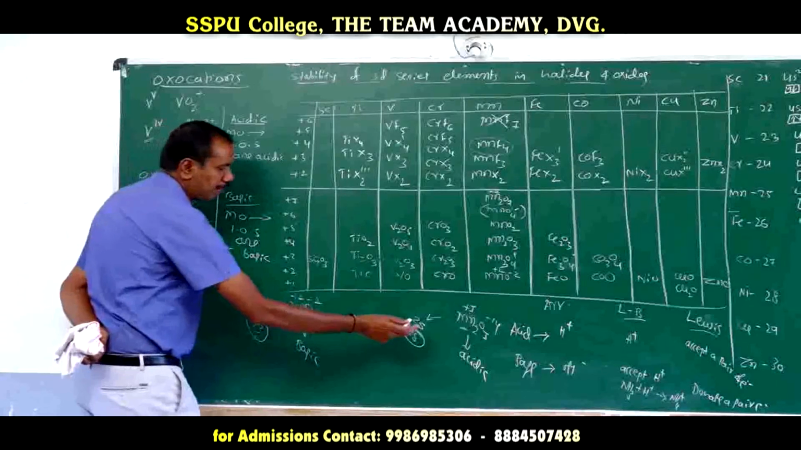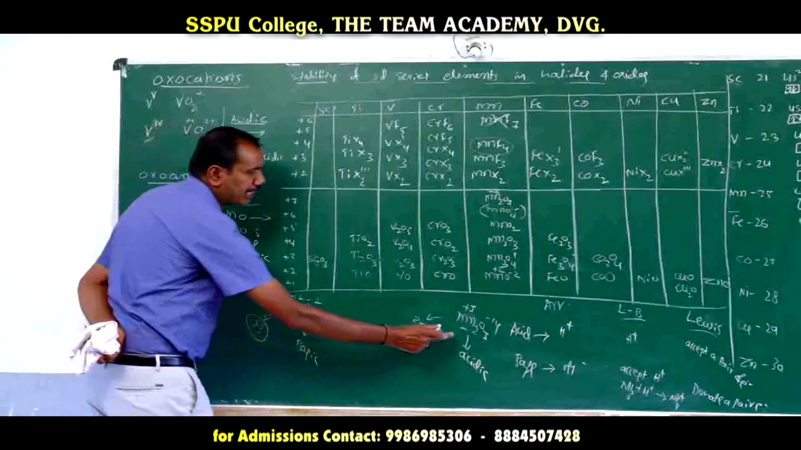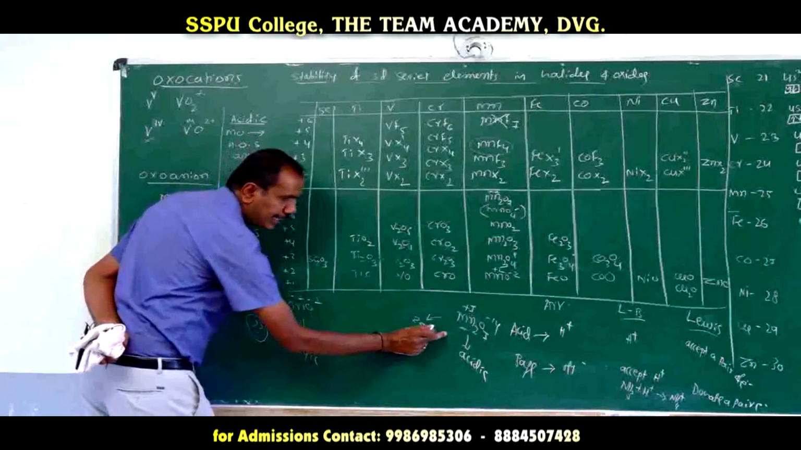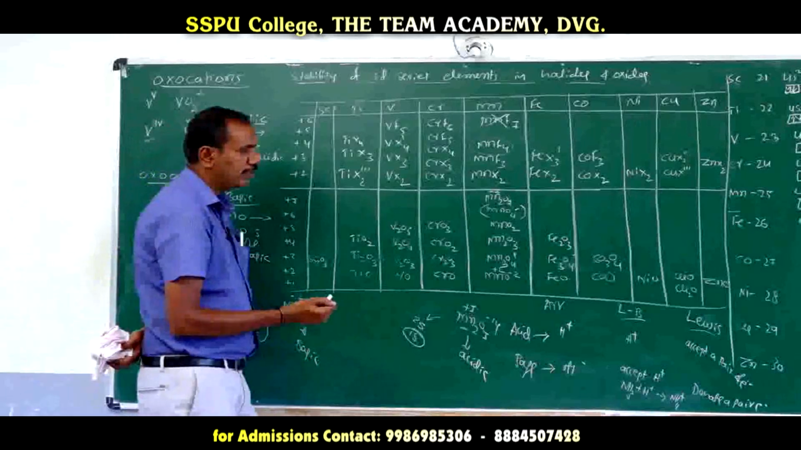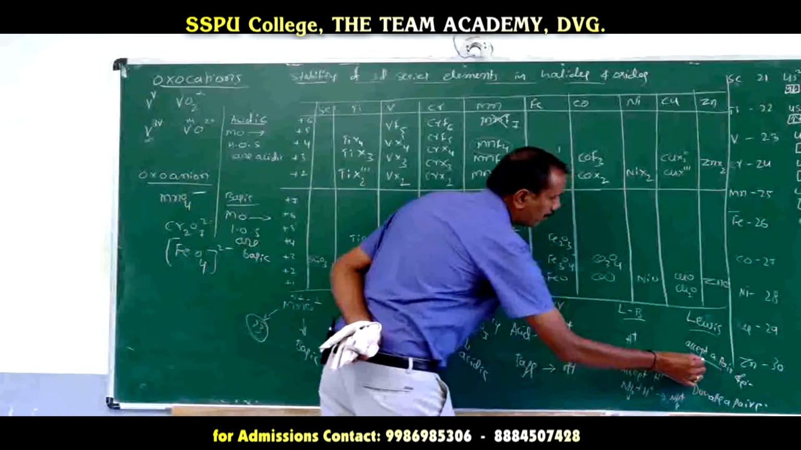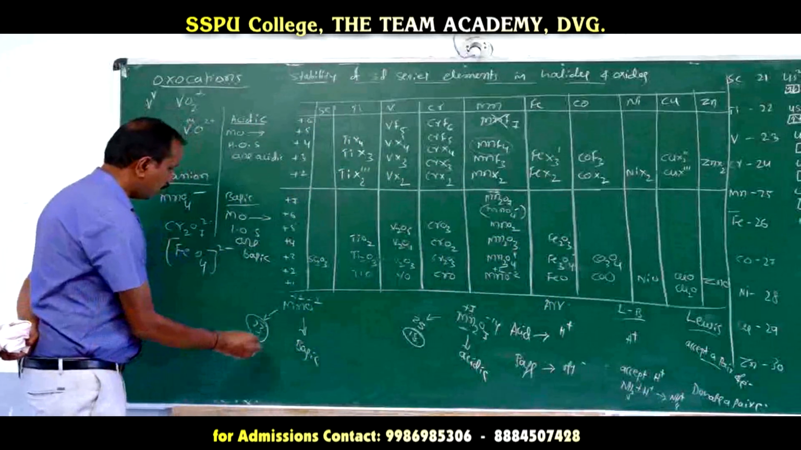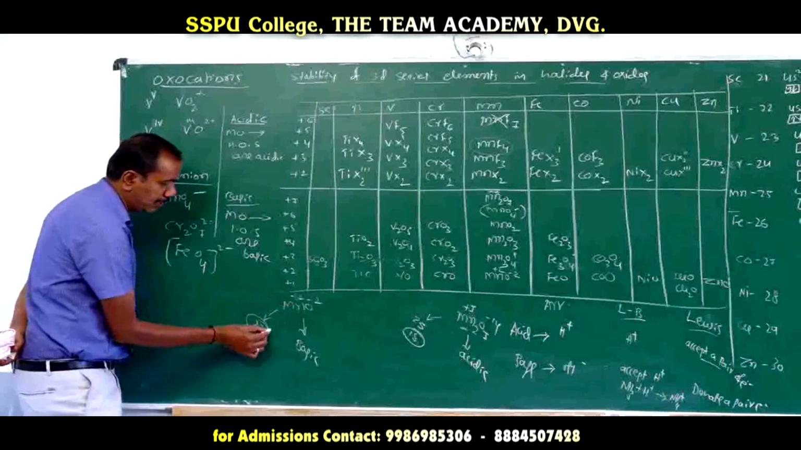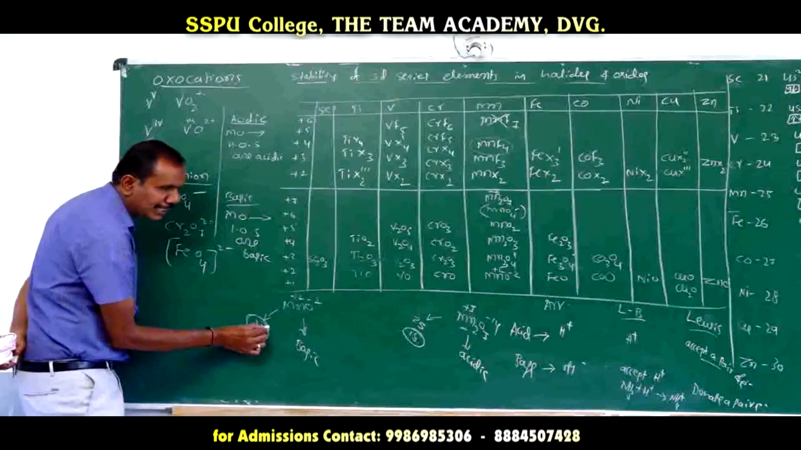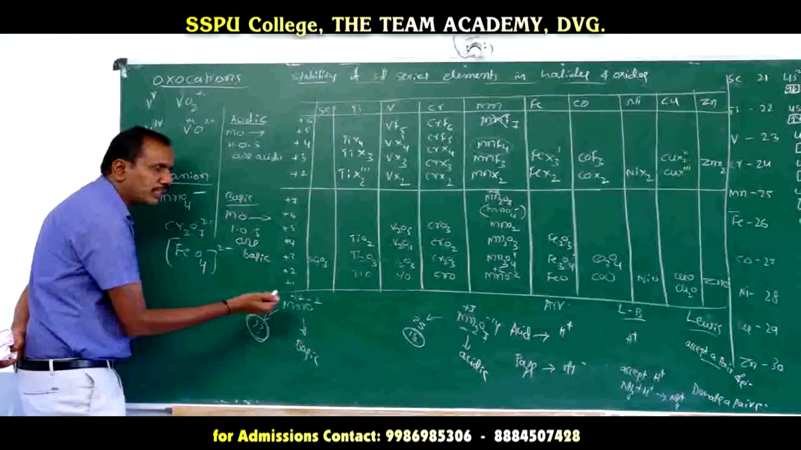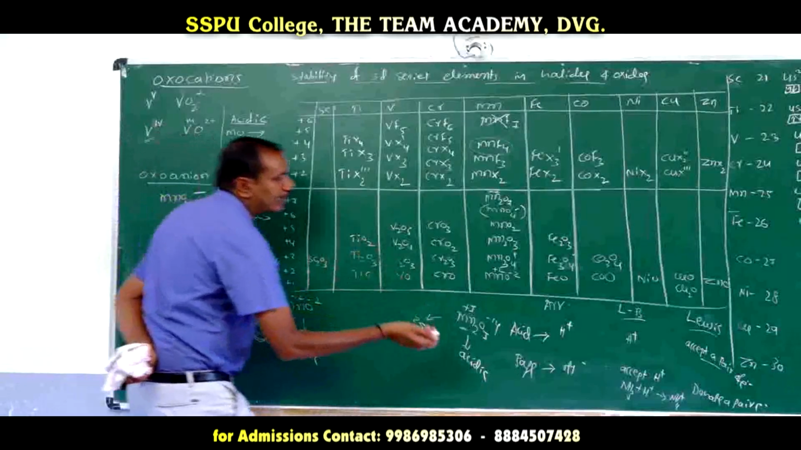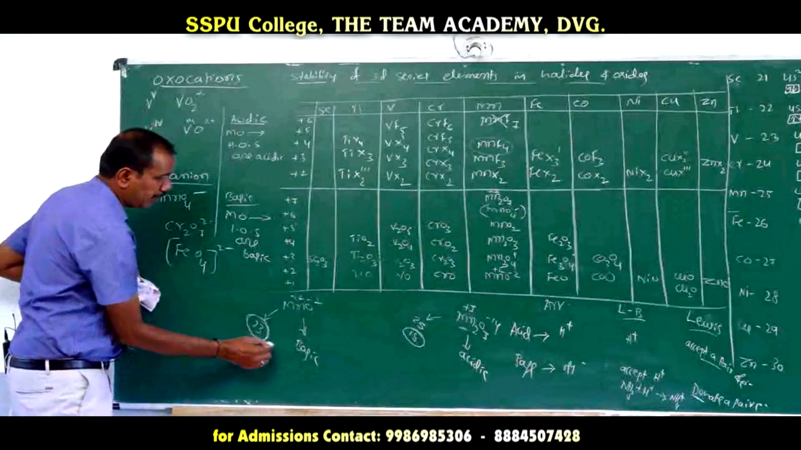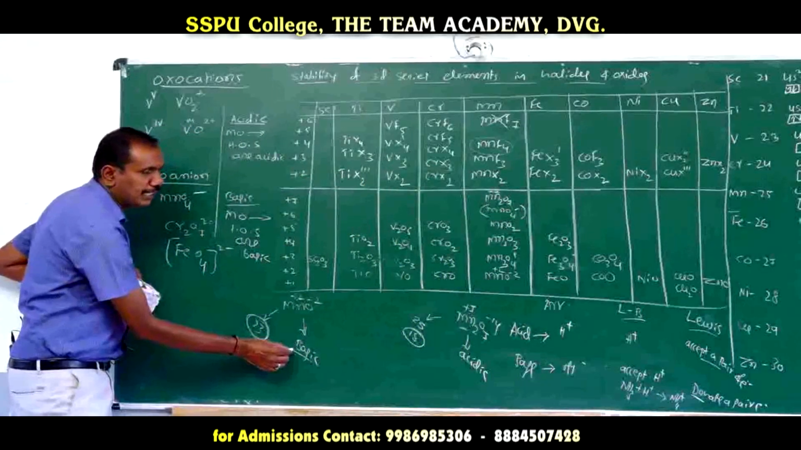The comparison of Mn2+ and Mn7+: the atomic size is very small, the size is less, the nuclear charge is more, so it has a tendency to accept a pair of electrons. Here the oxidation state is +2, which means the atomic size is more, the nuclear charge is less, the force of attraction is less, so the donating tendency is more, which means it acts as a base.